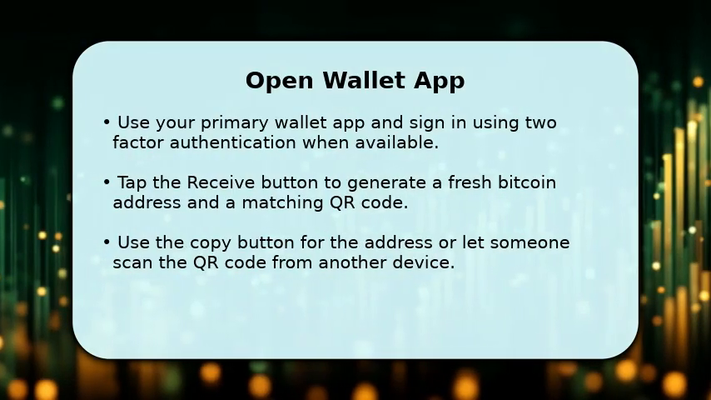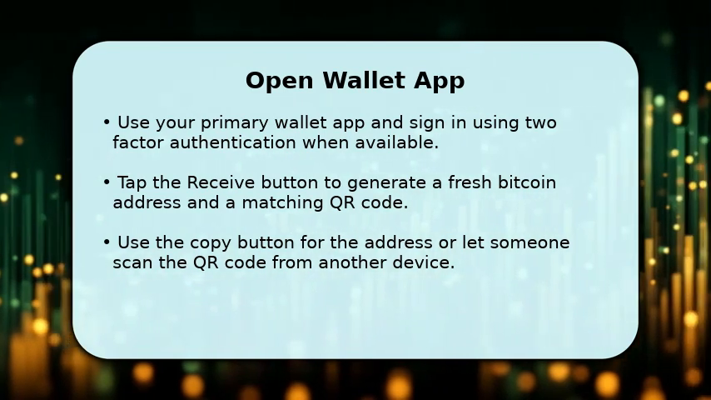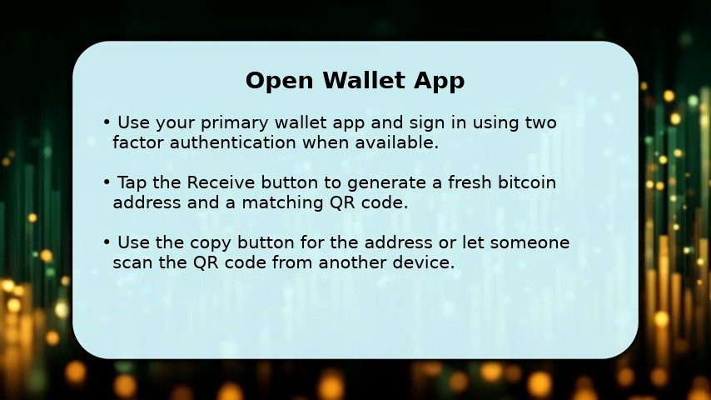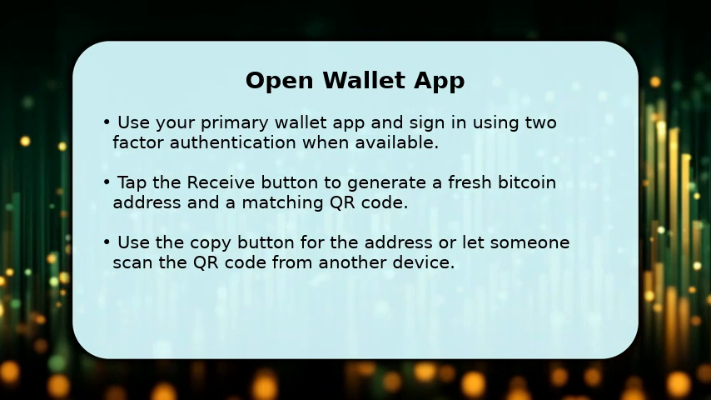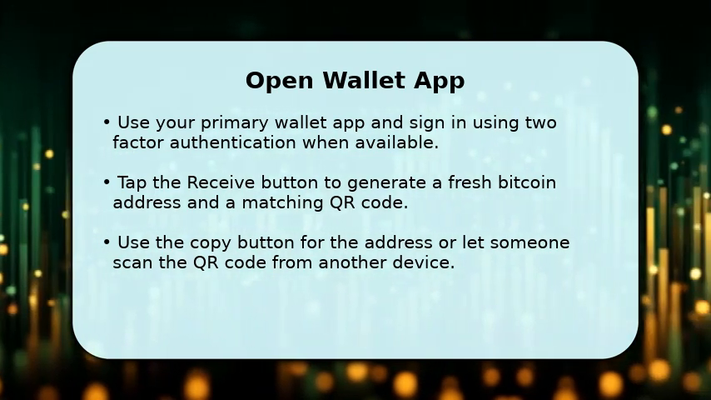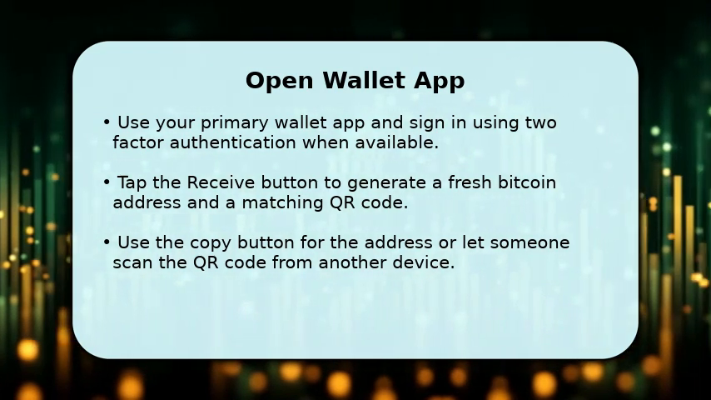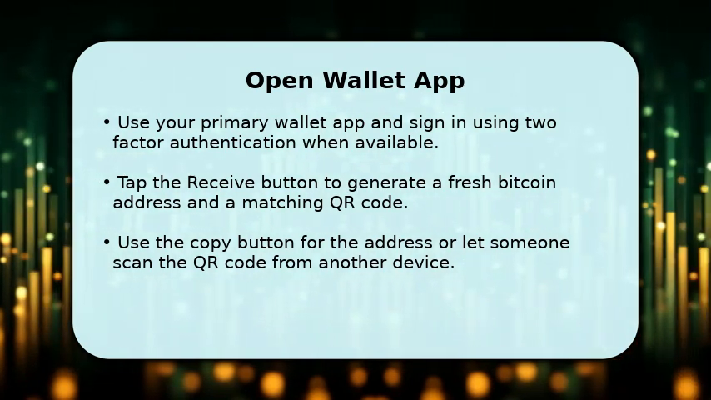Start by opening your wallet app and signing in with your credentials. Navigate to the Receive tab, where the wallet generates a fresh Bitcoin address and QR code. Tap the address to copy it to your clipboard, or use the QR code to scan from another device. Always verify the address visually and confirm the network is Bitcoin to avoid sending funds to the wrong chain. Keep a secure backup of receiving addresses.